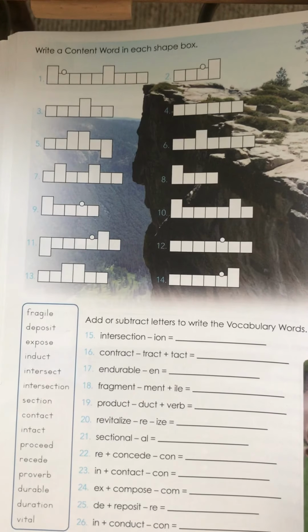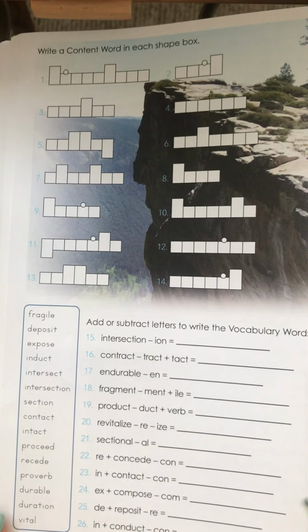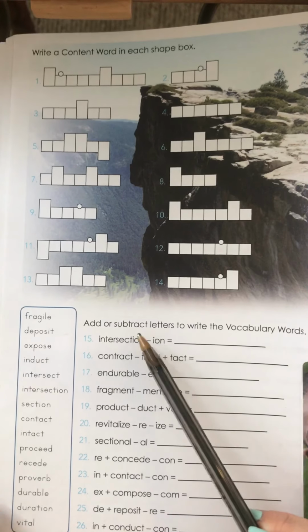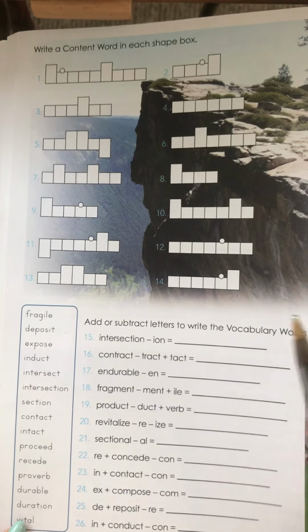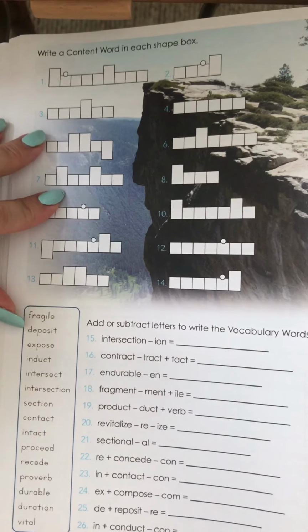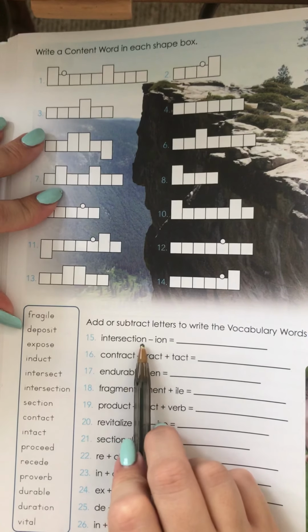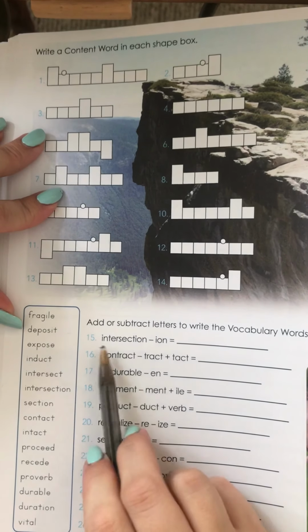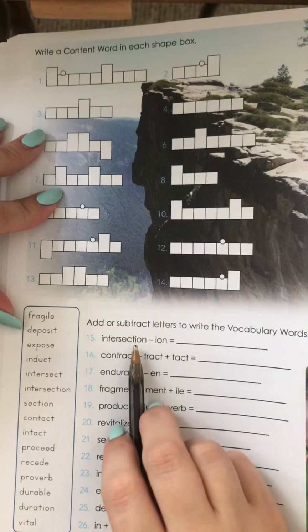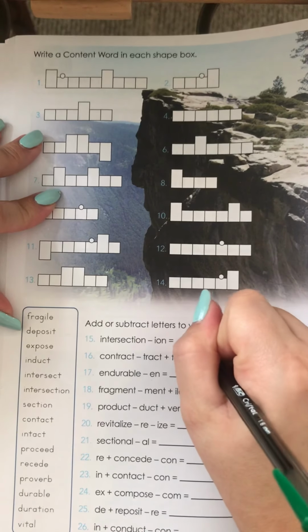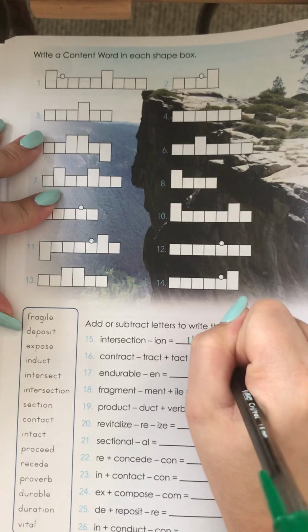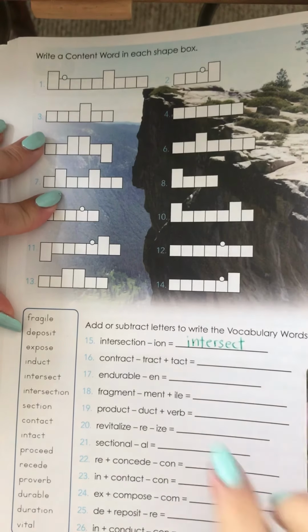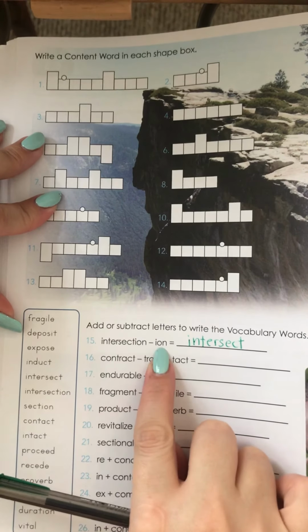Here on the bottom, we have a cool exercise. So what we have to do is add or subtract letters to write the vocabulary words. So you're going to pay attention to the little subtraction or addition symbols. So for example, for number 15, it says intersection minus the ION. So that means that we're going to write the word minus the ION. So that gives us the word intersect. Because we are copying the word minus this.